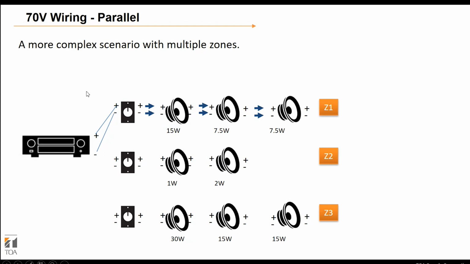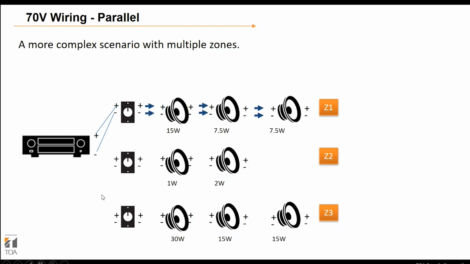So, zone one, you've got a volume control that's followed by a 15-watt tap and two 7.5-watt taps. So that's 30 watts on that line behind this attenuator. Then this line here, the second one, you've got an attenuator feeding 3 watts of speakers, and then on the third zone we've got another attenuator feeding another 60 watts of speakers.